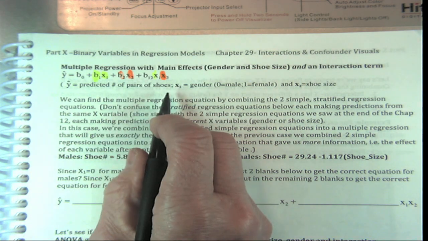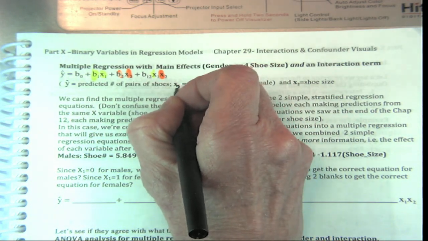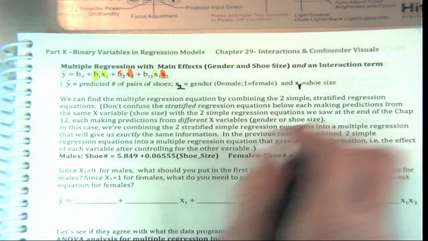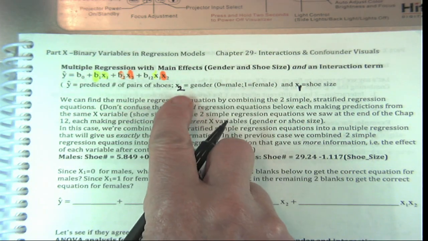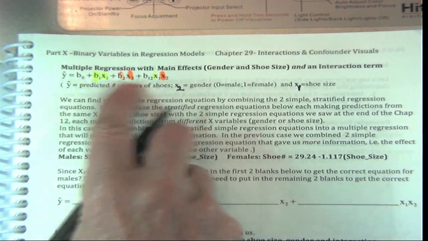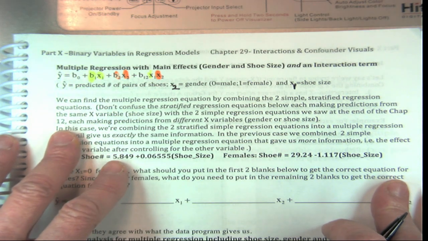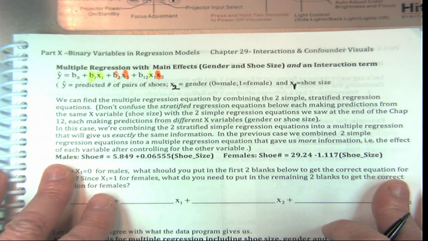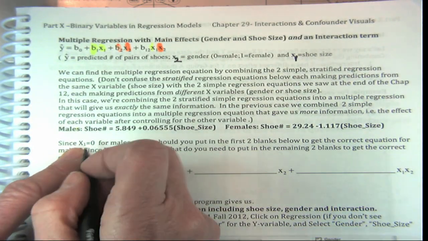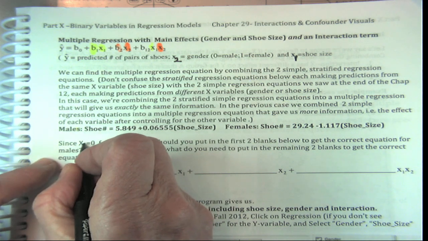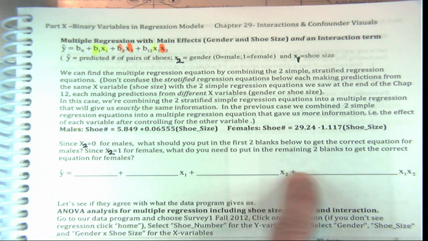So Y is the predicted number of shoes. I think it'll be easier to explain this if I change this to X2 and this to X1. Sorry. So X2 is going to be gender, and X1 will be shoe size in this one. So gender right here is going to be X2. It's going to be 0 for males and 1 for females.